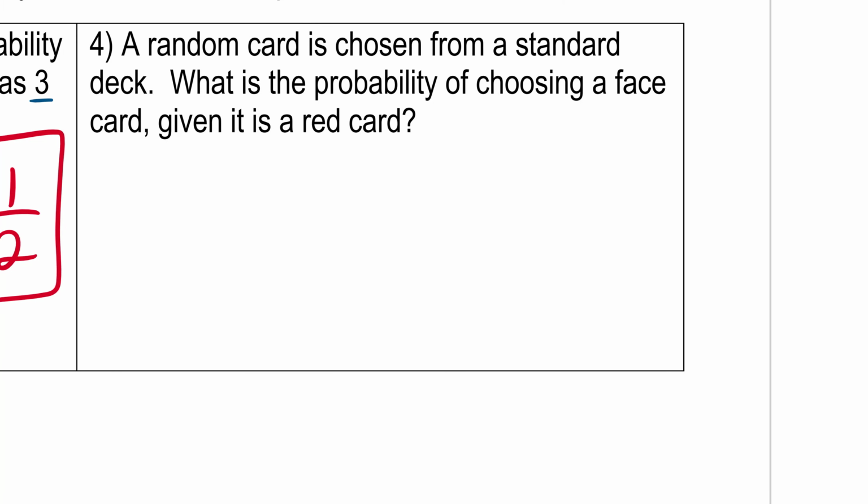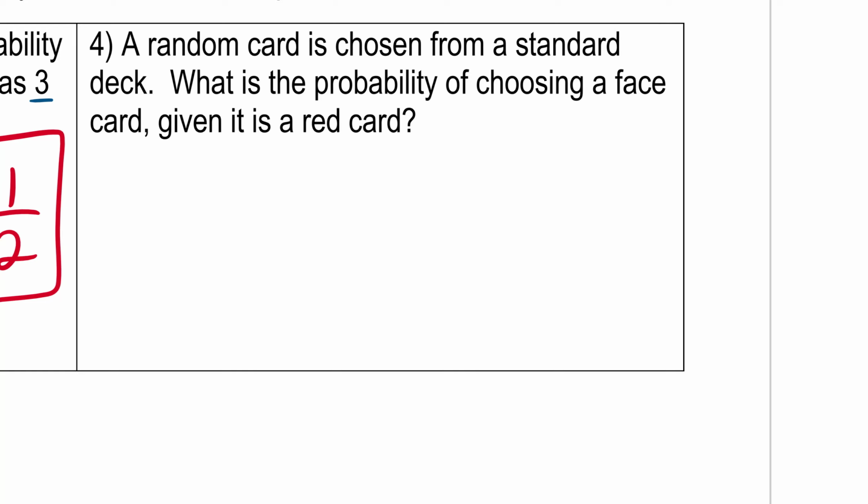Okay, number 4, a random card is chosen from a standard deck. Okay, we've done these before. Remember, there's 52 cards in a deck, 13 of each suit, 4 suits, 3 face cards, 9 number cards. There's half red, half black: spade, heart, diamond, club. Those are the 4 suits. Anyways, write all that stuff down, or whatever you can, you know about cards if you need to. If you already know, great.